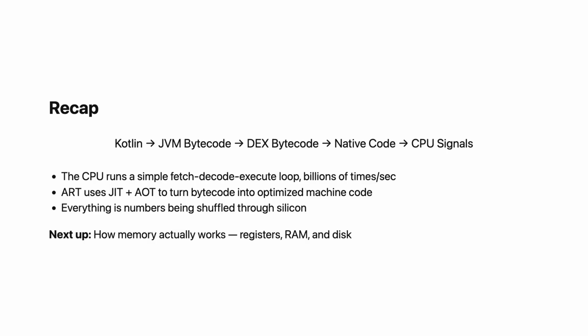Let us recap the journey. You write Kotlin, human-readable text. The compiler turns it into bytecode, a platform-independent intermediate language. On Android, that becomes DEX bytecode for the ART runtime. ART interprets it, then JIT compiles the hot paths into native machine code. The CPU fetches each instruction, decodes it, and executes it using registers and an ALU, billions of times per second. And the whole thing, every app, every feature, every animation, is just numbers being shuffled through silicon at extraordinary speed.